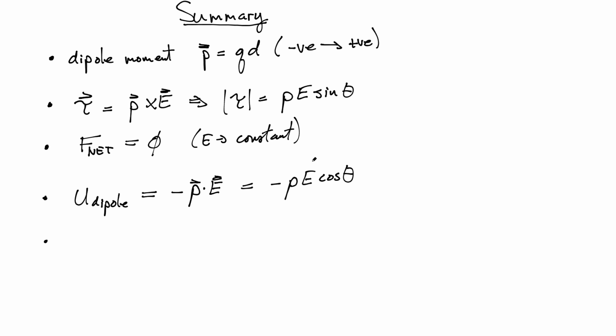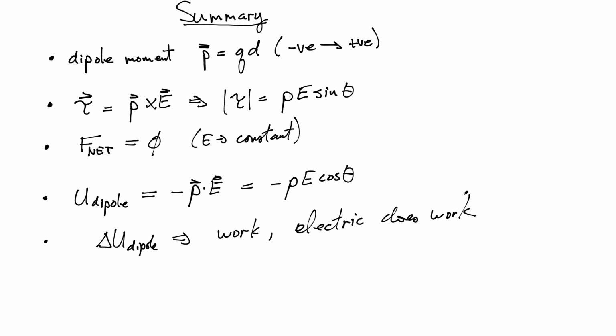Now, the actual individual values of the potential energy are really not that interesting. What's more interesting is when you change the potential energy of a dipole. So you either have to do work or the electric field does work on the dipole. So we looked at one specific case where we rotated the dipole and looked at how much energy is required in order to accomplish that rotation.